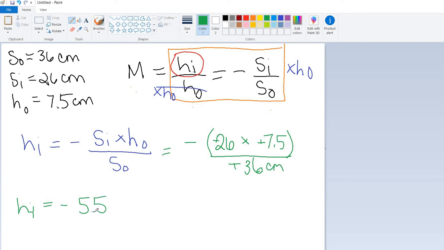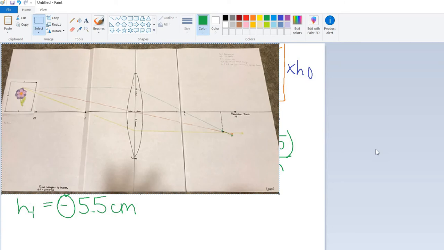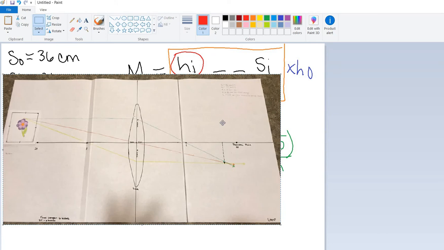So if I stick with 5.5 centimeters, this negative value here is telling me that my image height is negative, meaning it's inverted. And again, you can check this on your poster just looking at your ray diagram that you drew before. And you'll notice on my poster board, my image is inverted, meaning my arrow's pointing down. It's upside down. So that makes sense. I calculated that correctly. And if I go to measure on my actual poster paper, it's really close as far as height goes. So that turned out really well.